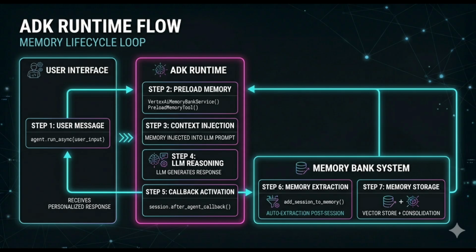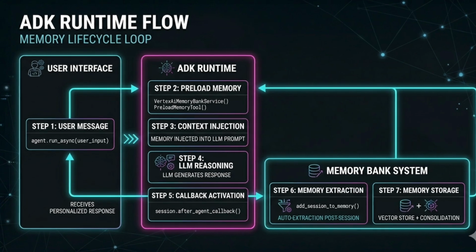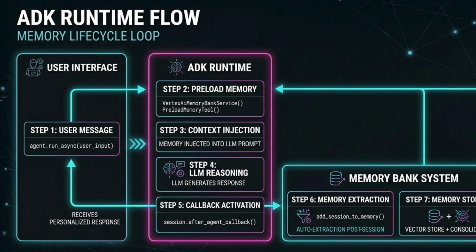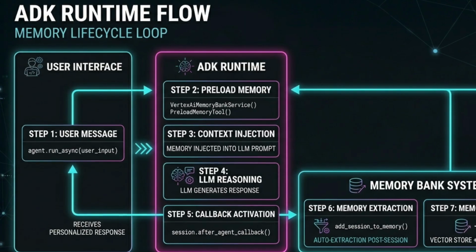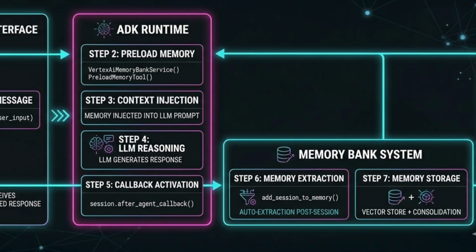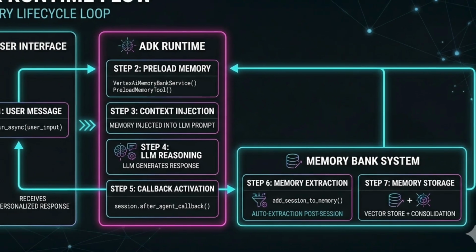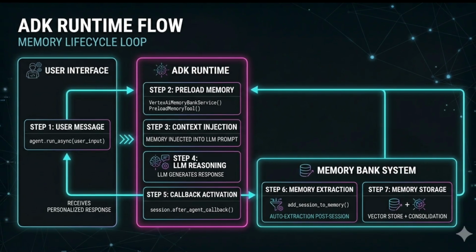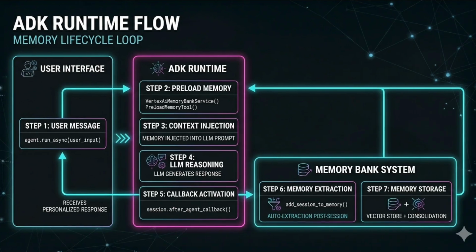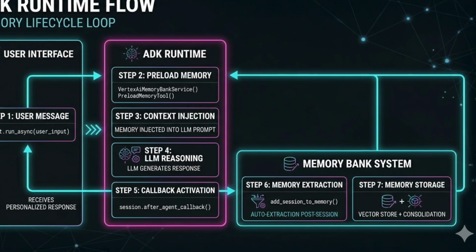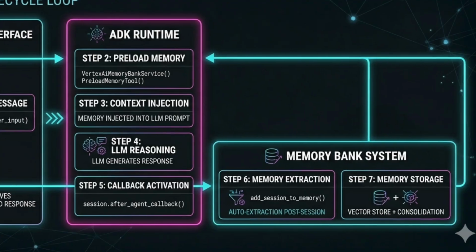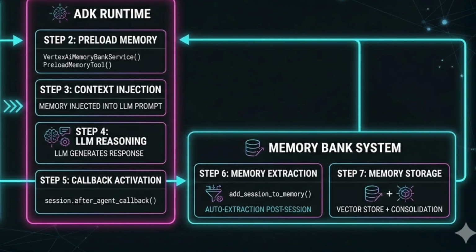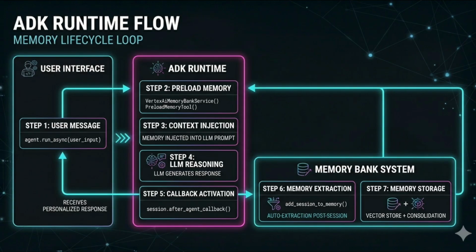Now we move to runtime, how memory is actually used during execution. Every time a user sends a message, memory retrieval happens first. PreloadMemoryTool searches for relevant memory using embeddings. That memory is injected into the model's context. The agent generates a response, and after the session ends, memory is extracted and saved asynchronously. This creates a continuous memory loop.